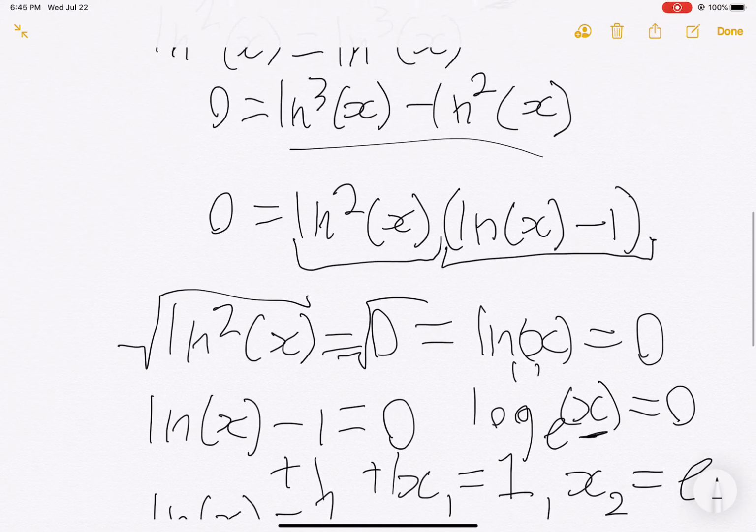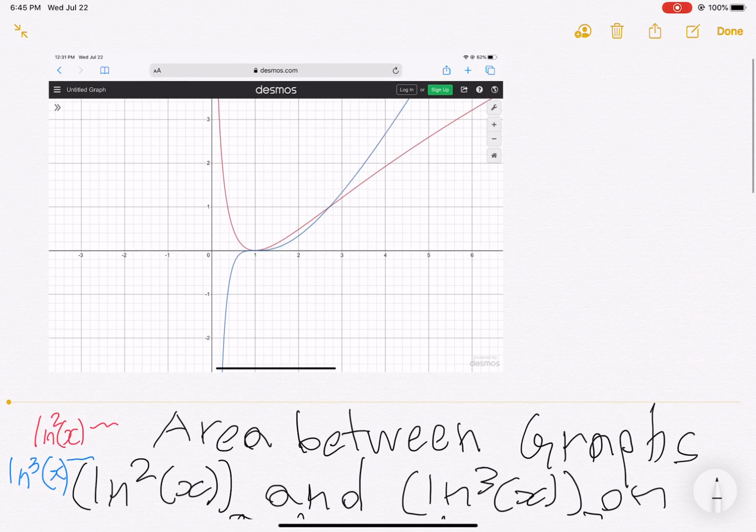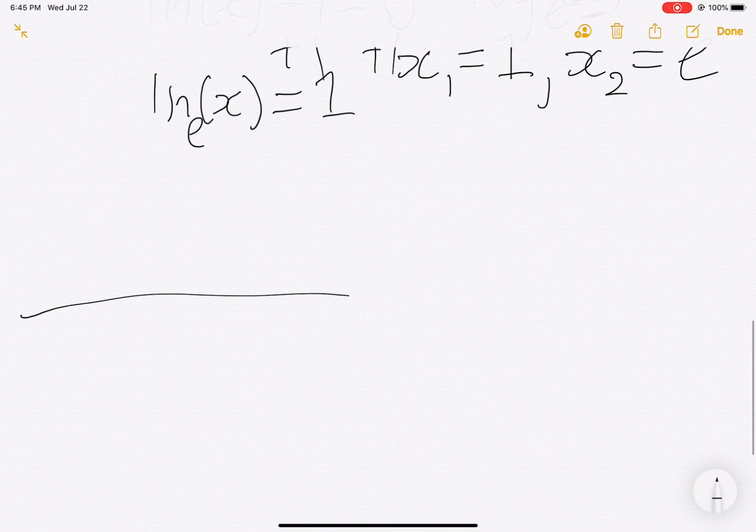So now we can actually get to the Riemann integrals. So we can see that the top function here is going to be ln squared of x. So that means we're going to do that first. And a visual intuition of that, let me show you. So I'm going to have to redraw the graph real quick.